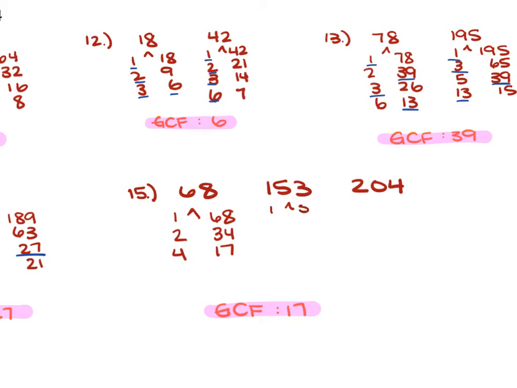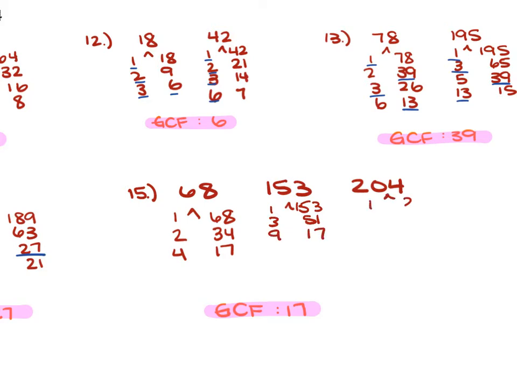So the 153 is 1 and 153. 2 doesn't go into it evenly. 3 goes into it 51 times. 4 does not. If we divide it by, let's say, 7, we don't get a whole number there either. 8, no. 9, 17.